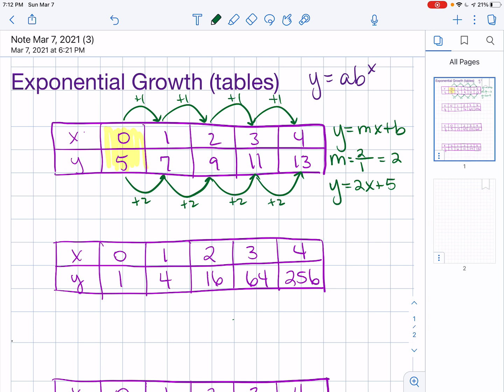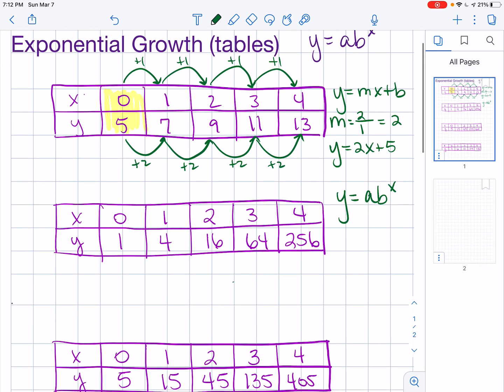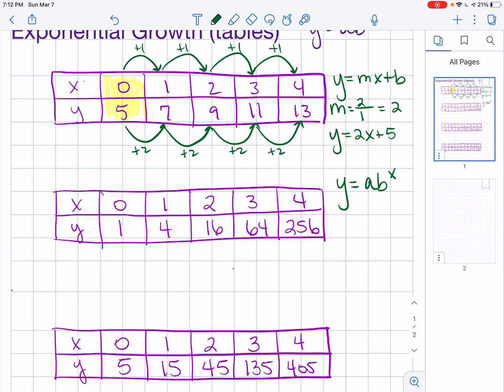So when I get down here to the second table, this one's going to be an exponential growth. And we may not know that just by looking at the table, but the formula that we're going to use, or the outline we're going to use here, is y equals a times b to the x. So I'm going to start this the same way I started the other one, and I'm going to say, okay, how is my y changing?